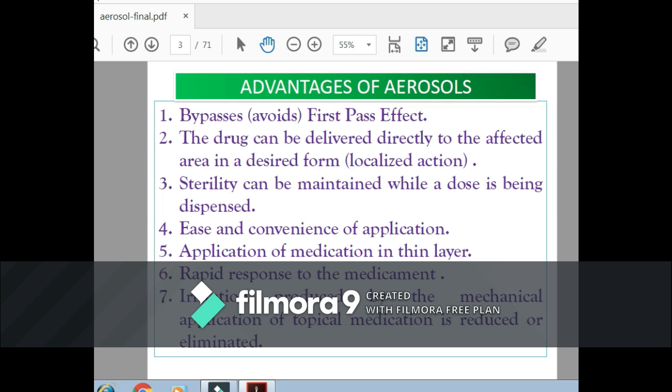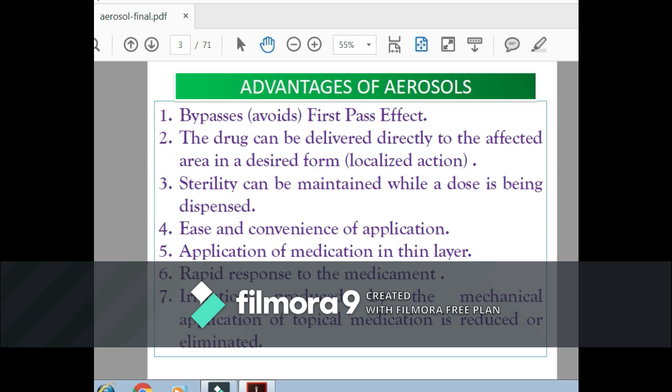Then another advantage is that it has a very rapid response, because your drug is already dissolved in the propellant, and when it is given through the nasal cavity, it reaches directly to your lungs. So there is a rapid response or quick action of the drug, similar to systemic types such as intramuscular or intravenous injections. The bioavailability is always high after an intravenous injection. So the aerosol has that kind of advantage.